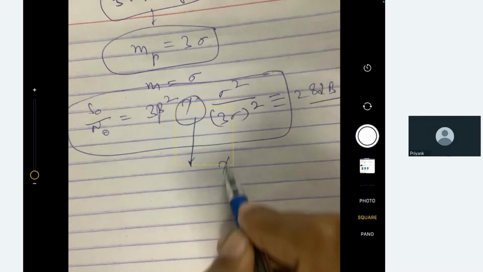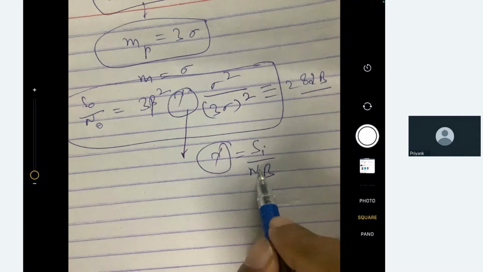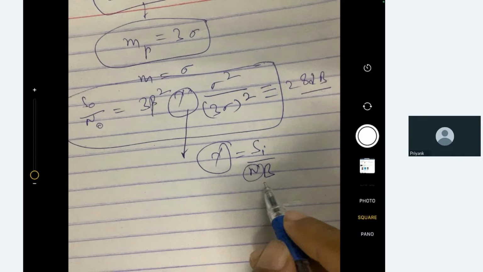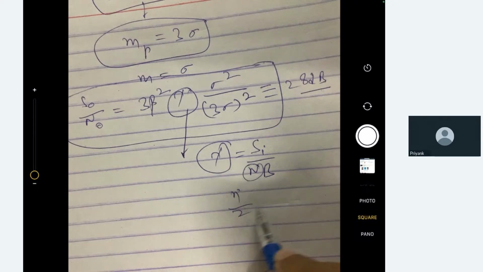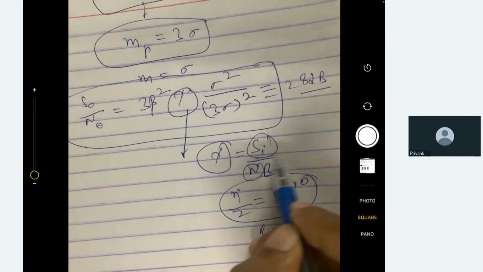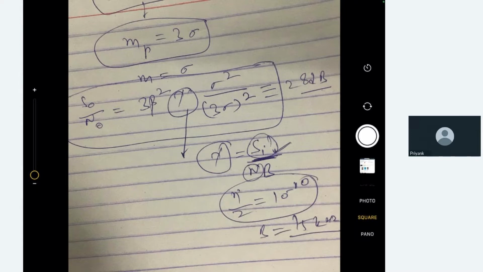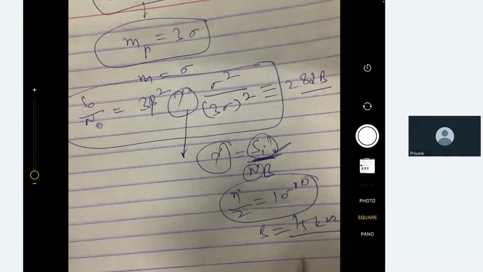We will find some value of gamma, and gamma is equal to Si upon eta B. Now we know eta by 2 is given as 10 to the power minus 10. Bandwidth is also given, 15 kilohertz for the Gaussian signal. So we can find the input signal power. Part 1 will be solved like this. And the other parts, shall I solve those as well or not?